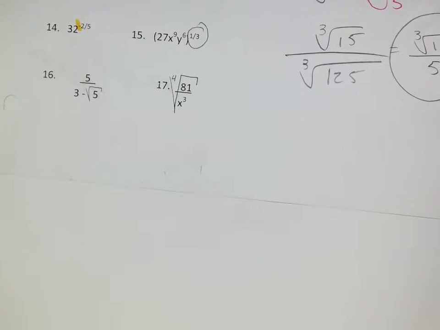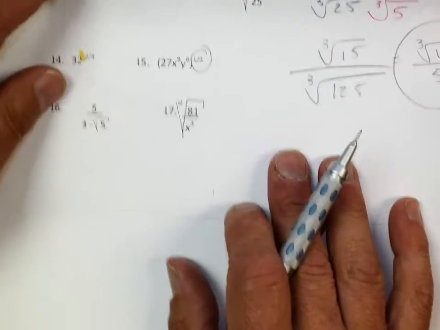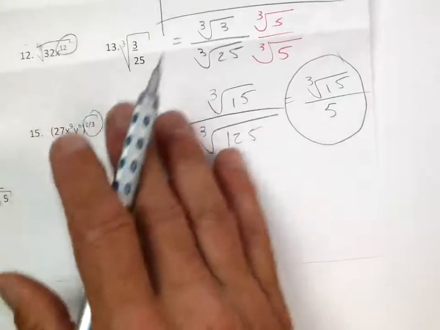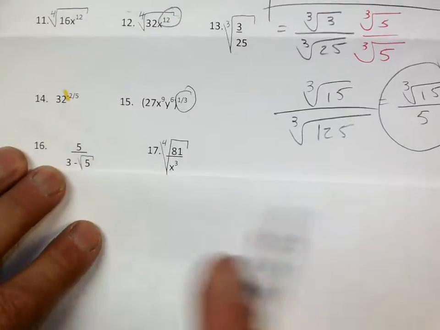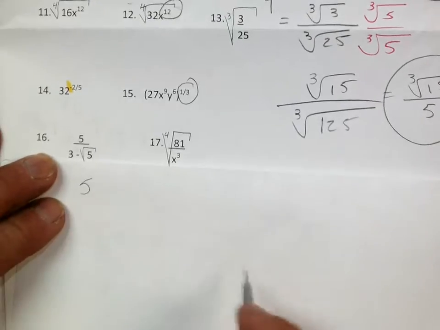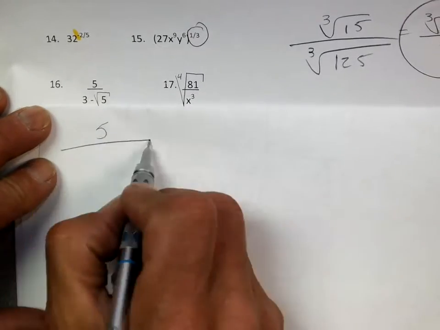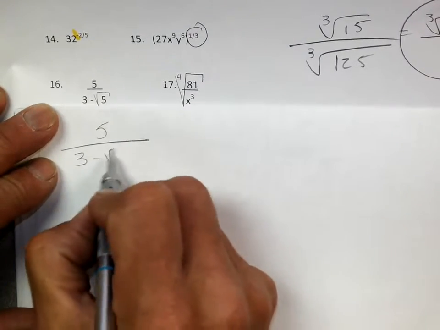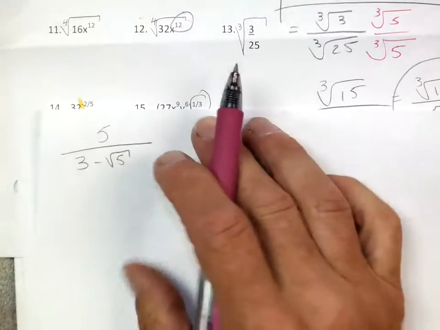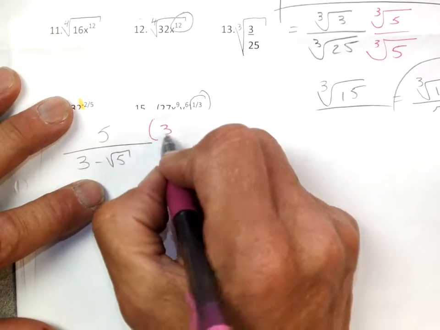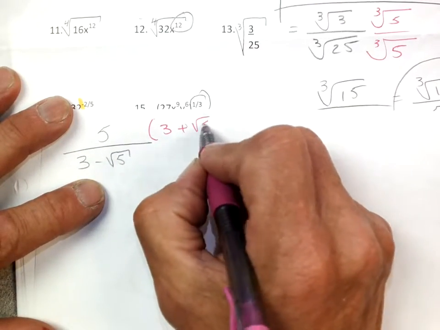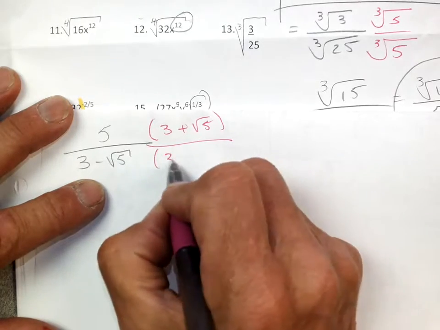All right. 16. Let's see. What about 16? Well, I'm going to do 16 on a separate sheet of paper. So you can't have a square root at the bottom, okay? So there is a trick. So if I had 5 over 3 minus square root of 5, okay? So there's a trick. It's a plus or minus. You're going to multiply by this thing called the conjugate. I'm going to multiply by 3 plus the square root of 5. Watch this.